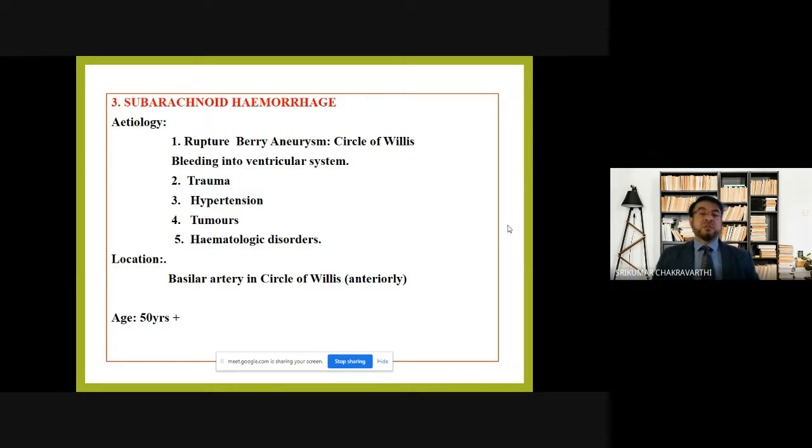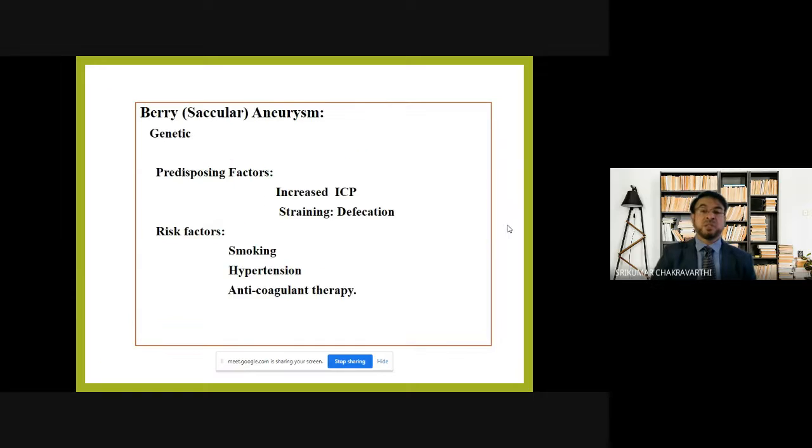The third aspect of hemorrhage is subarachnoid hemorrhage. Now, this occurs due to various causes, most commonly due to hypertension, and then trauma, and then due to tumors and hematological disorders. But as far as medicine is concerned, and exams are concerned, and questions are concerned, you need to know that it could be due to a rupture of a berry aneurysm, which is most commonly in the arterial circle of Willis. Now, arterial circle of Willis is something that you guys would have done in the anatomy.